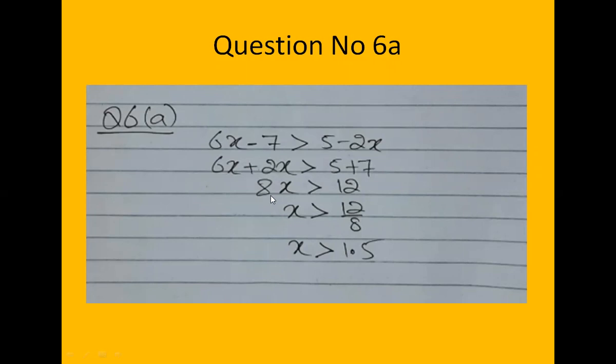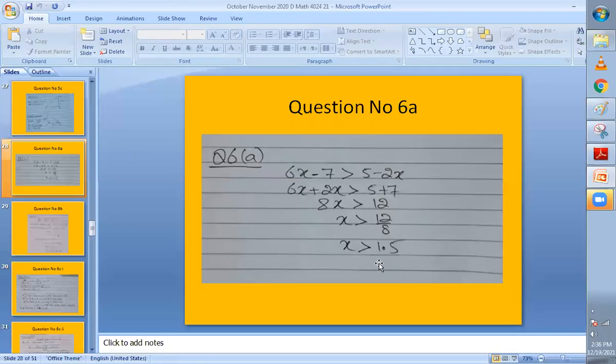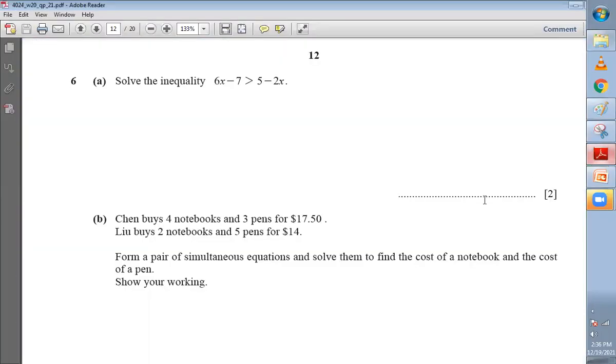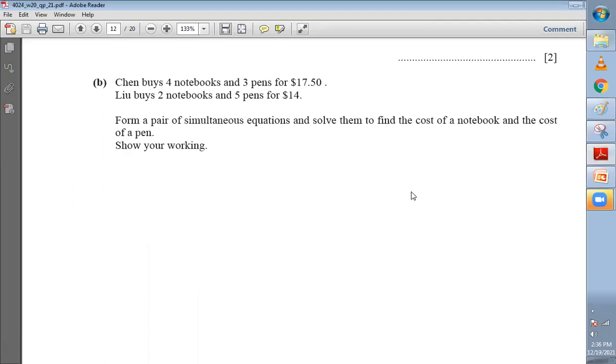So 6x plus 2x will be 8x, and 5 plus 7 will be 12. So divide both sides by 8, and you will have x greater than 12 divided by 8. So x greater than 1.5. So this is how you do question number 6, A part, which was a 2-mark question.